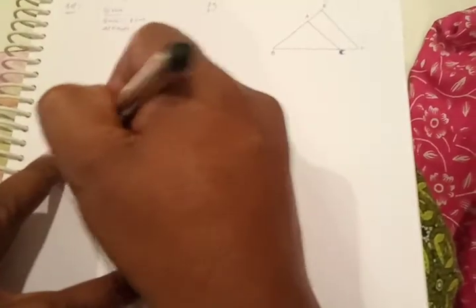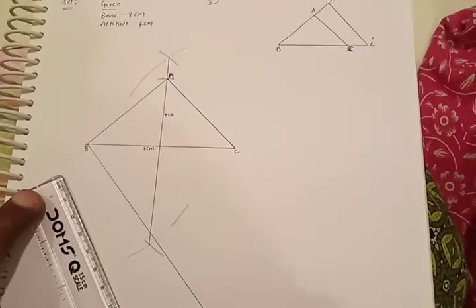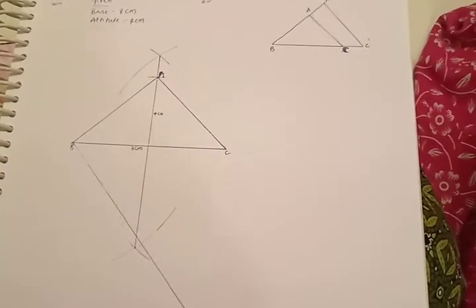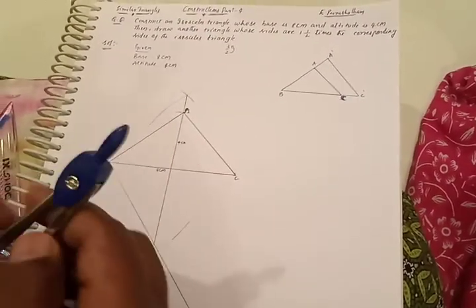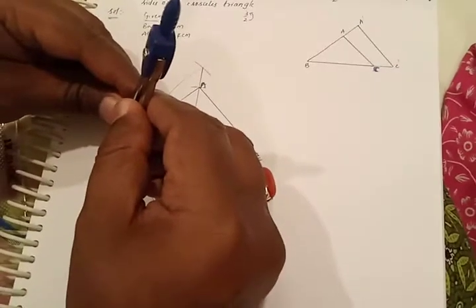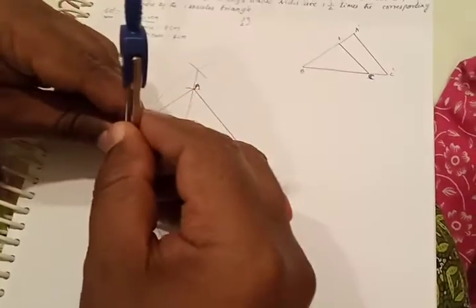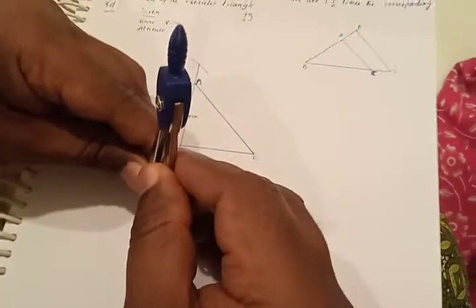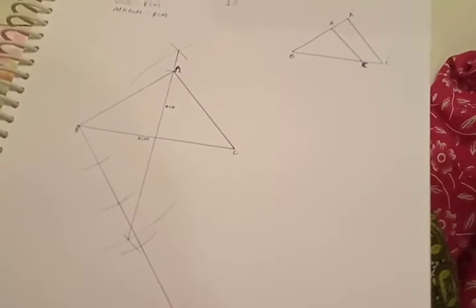To draw the similar triangle, this one is the acute ray, BX. Now how many arcs are we going to draw here? 3 by 2, so which one is bigger? 3 is the bigger one. I am going to draw 3 arcs only: 1, 2, 3. That's it.